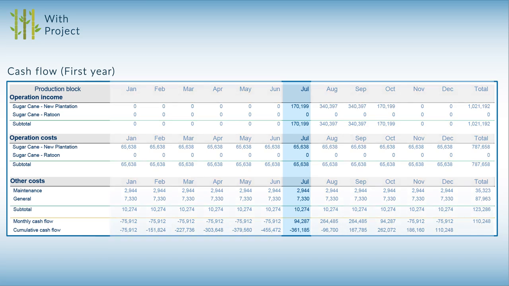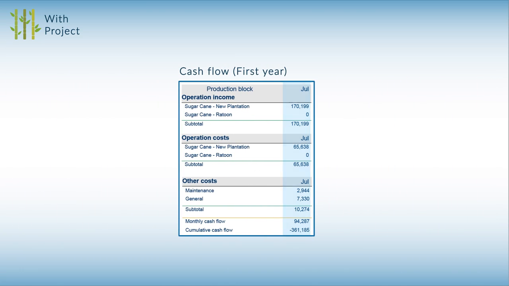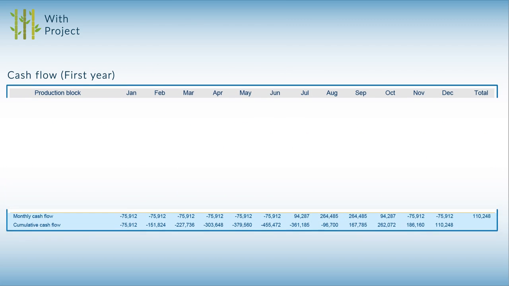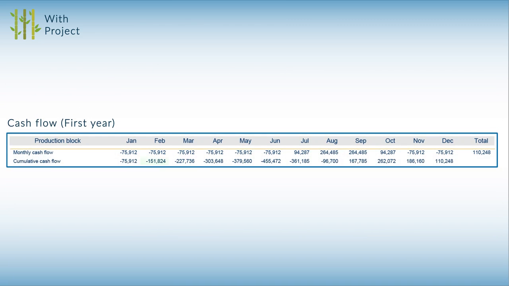The monthly net cash flow is simply the total cash income in any given month minus the total cash costs for that month. Below this line in the report, the accumulated net cash flow in a given month is estimated by adding the net cash flow for that month to the accumulated cash flow in the previous month.